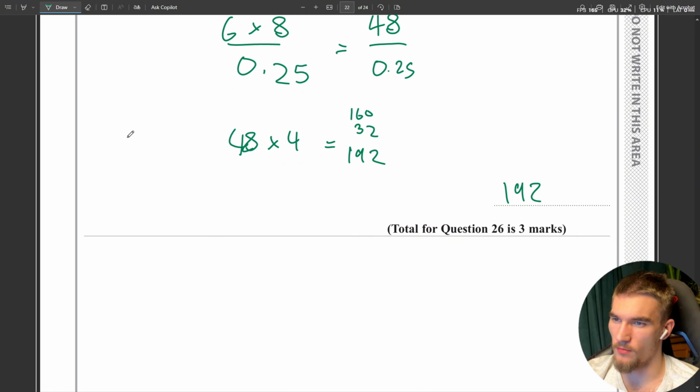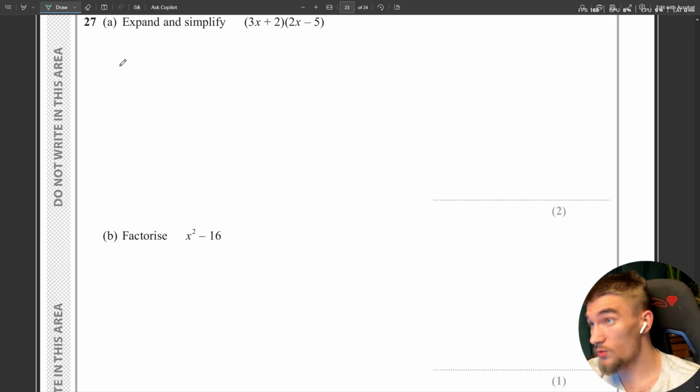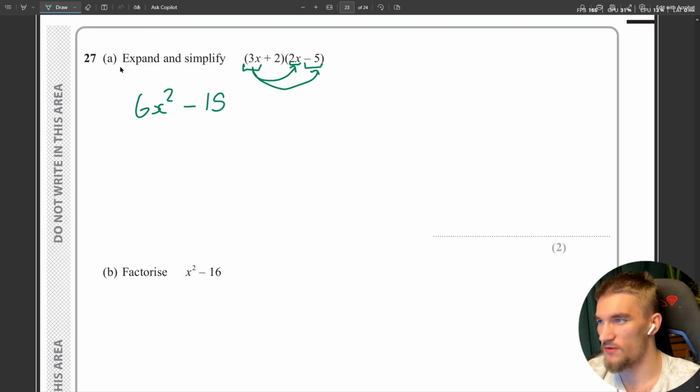Here we go. All right, and these are the last 2 questions. So expand and simplify. Whenever we expand, we just pick the first term and we multiply it by the first term in the other bracket, and then we multiply it by the second term in the second bracket. So 3x times 2x, what does that give me? 3 times 2 is 6, and then we have 2 x's, so that becomes x squared. Then 3x times minus 5, so that becomes minus 15x.